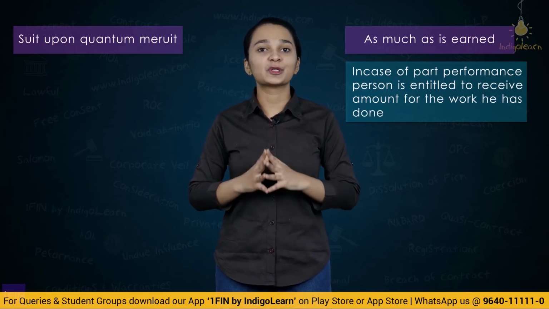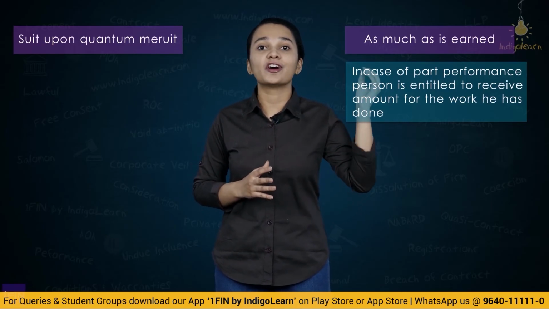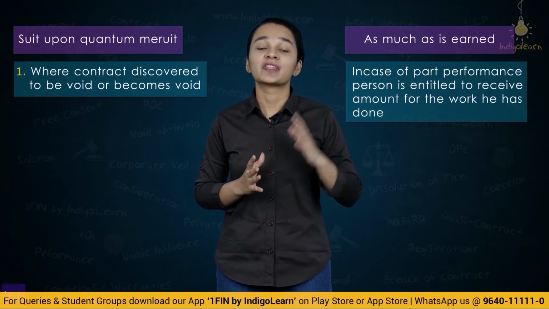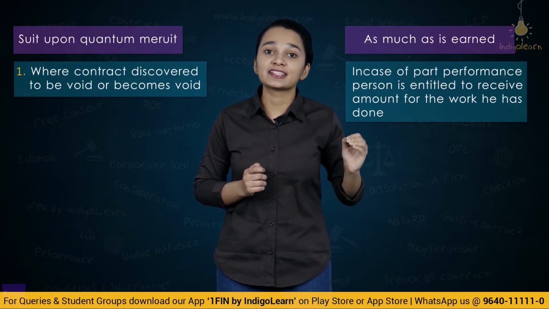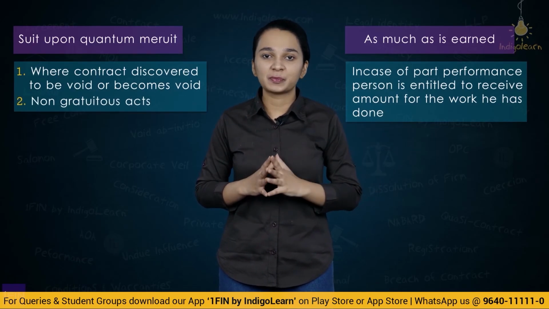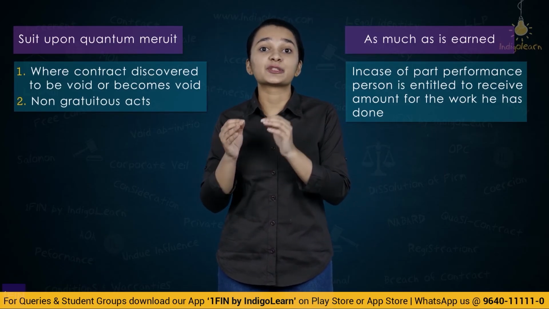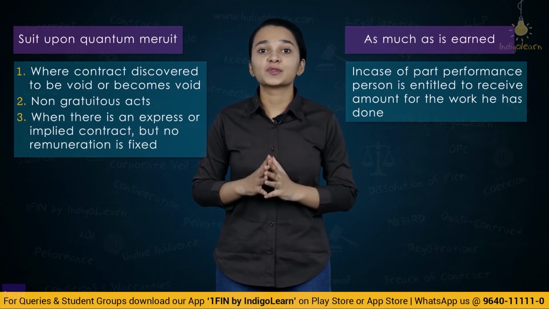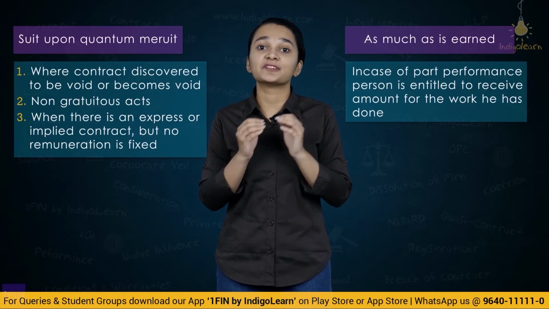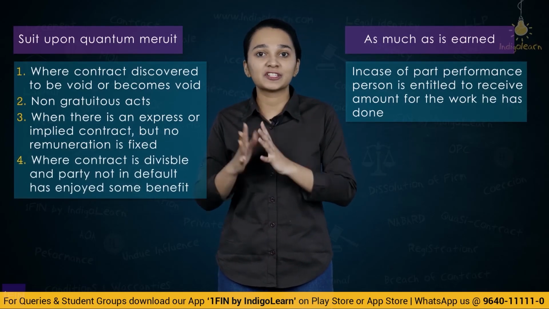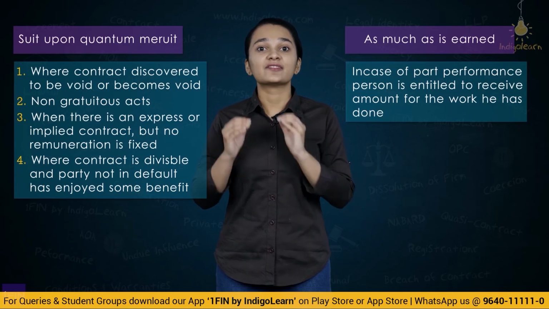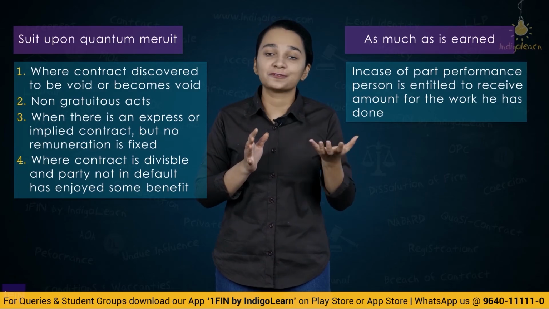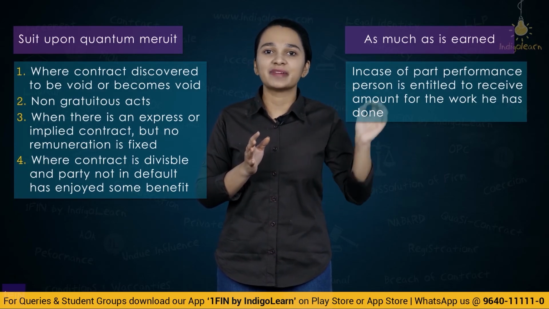What are the situations where suit upon quantum merit can be filed? One, where the contract is discovered to be void or it becomes void due to happening of an event. Second situation is when any act is done with any non-gratuitous purpose. The third situation is when there is an express or implied contract but there is no agreement regarding remuneration. The fourth situation is where one party refuses to perform the contract, commits breach of contract. The next is when the contract is divisible and the other party, that is the party who is not at fault, has enjoyed certain benefits of the contract.